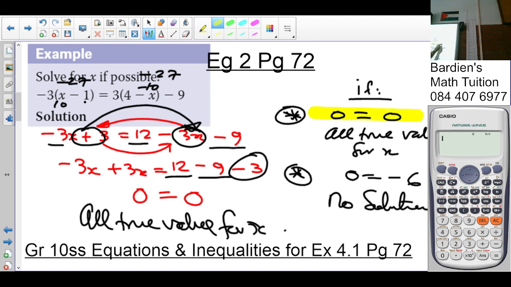Okay, but x can be 0, no? But if you got 0 is equal to 0, all true values for x. That becomes an identity. So any value you choose for x will work. If you got 0 is equal to a number, any number, then no solution. You can choose any value under the sun. That equation will never ever balance.